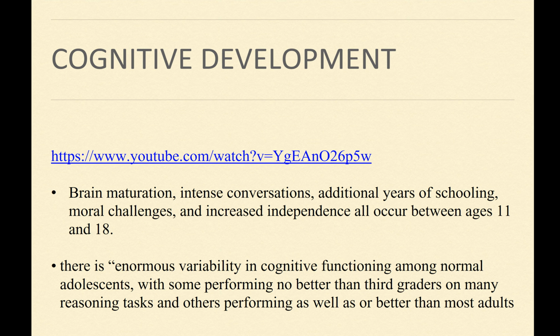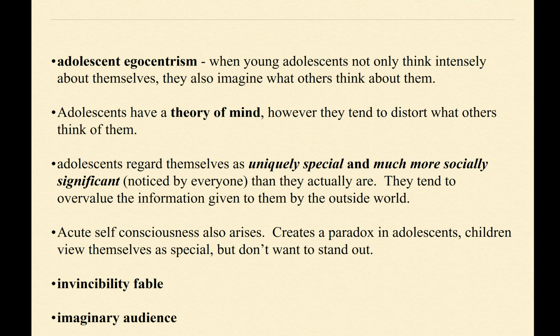Okay. One of the things that happens, right, we're talking now about Piaget's fourth stage, which is the formal operational stage. And so you're talking about their ability to think abstractly, their ability to hypothesize and argue logically, etc. Okay. A couple of things about puberty that are hallmarks of adolescence. A couple of terms: adolescent egocentrism, theory of mind, the invincibility fable, and the imaginary audience.